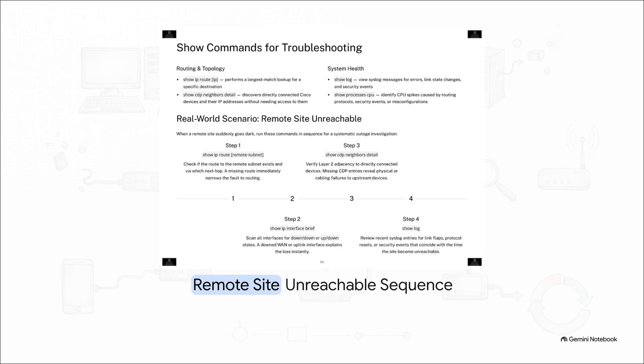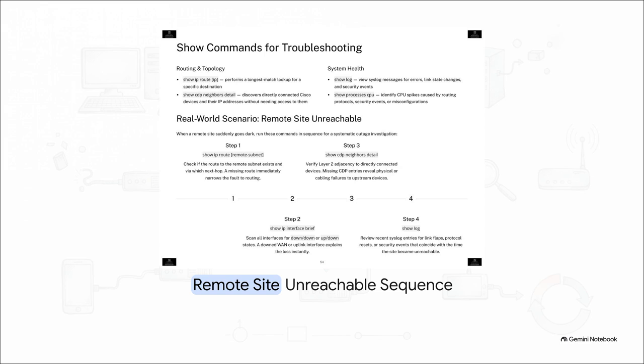Step 1. Check the routing table using show ip route for the remote subnet. If the route is missing entirely, you've instantly narrowed the fault domain down to routing protocols. Bam, it's a Layer 3 issue. But if the route is there, you move to step 2. Show ip interface brief. Scan for down WAN links. If the physical uplink to your provider is down, well, that explains the loss right there.